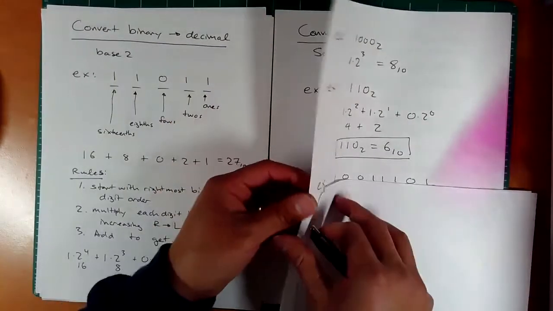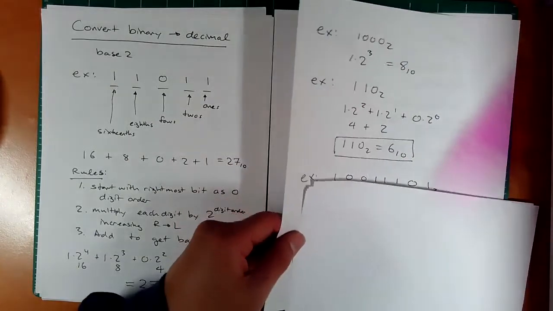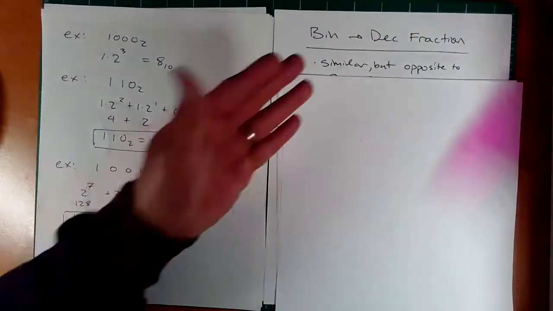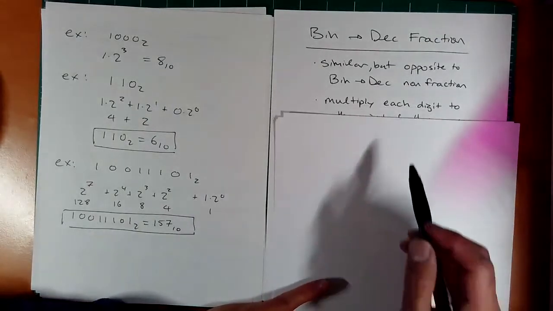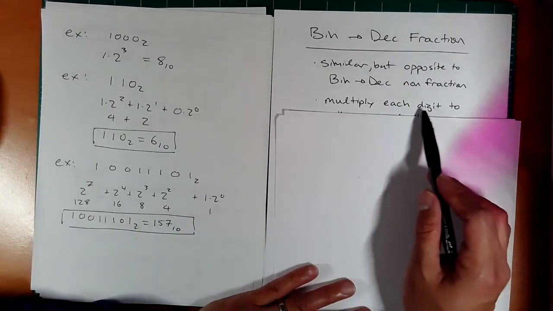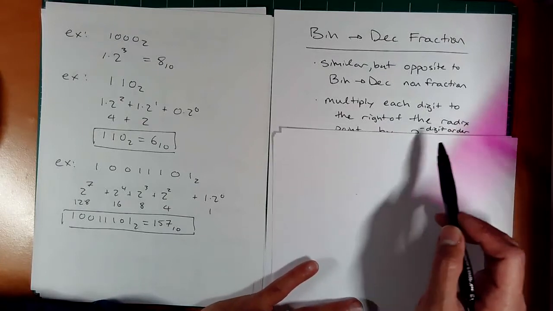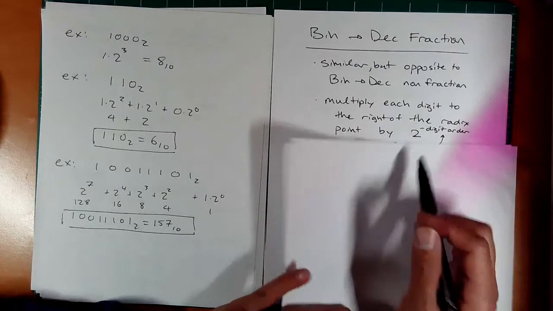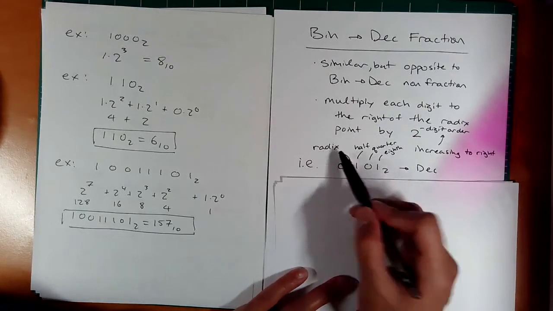Okay. All right, now what about fractions? How do you go from binary to decimal fraction? Now it's similar, but opposite to binary to decimal non-fraction. So what you're going to do is multiply each digit order to the right of the radix. What is the radix? The radix is that dot, the decimal point, right? I hope I'm pronouncing it right. Radix, okay.